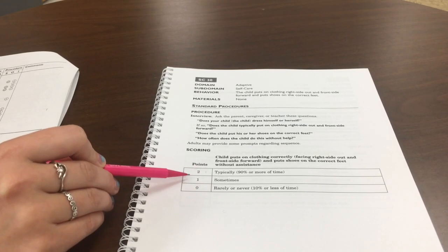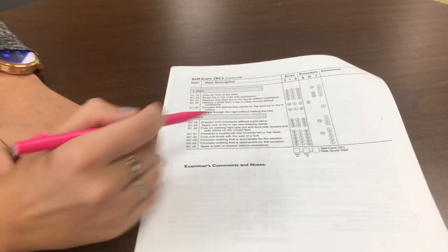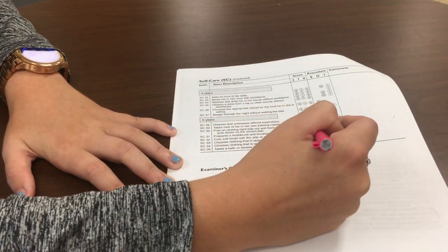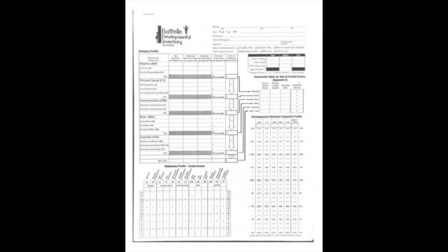Once you determine the child's score from each assessment within the respective domain, a 0, 1, or 2 is transferred to the scoring booklet. Here is a sample of what the front page of the scoring booklet looks like.